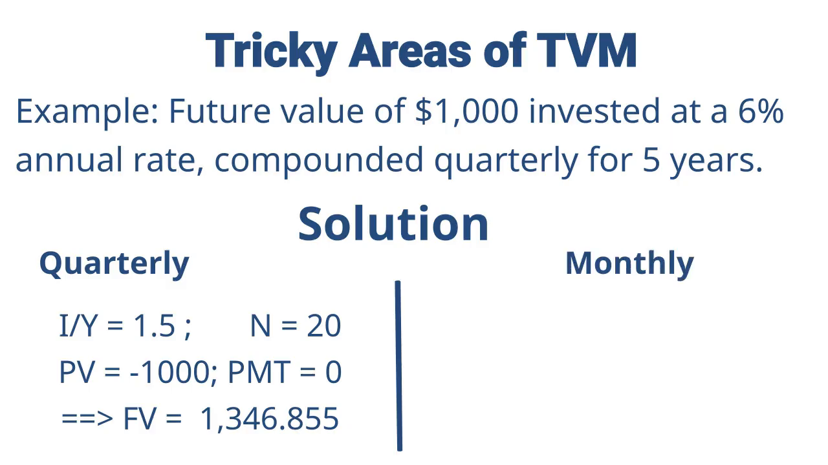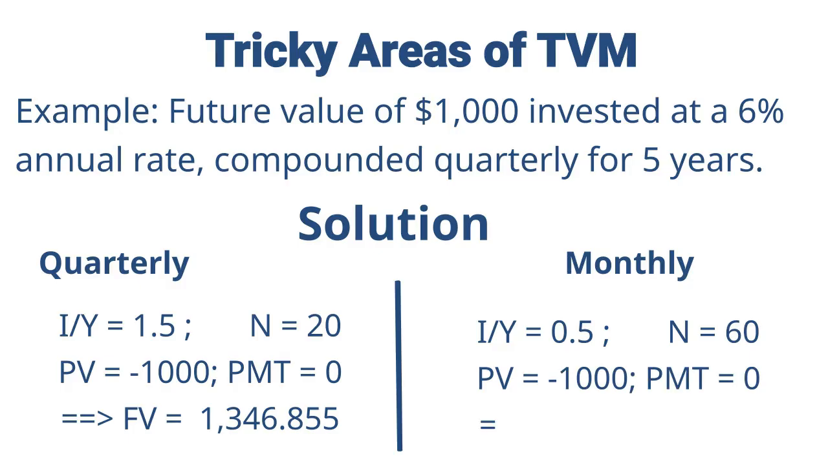Now let's calculate the future value for monthly compounding. Divide the annual nominal rate of 6% by 12 to get 0.5%. The number of periods is 5 years times 12 months per year, which gives 60 periods. Using your calculator again, enter I/Y equals 0.5. Enter N equals 60. Press PV equals minus 1,000. Press PMT equals 0, CPT then FV. The future value is 1,348.850. Notice the slight difference due to compounding frequency, so always double-check the compounding period and interest rate adjustments on your exam.